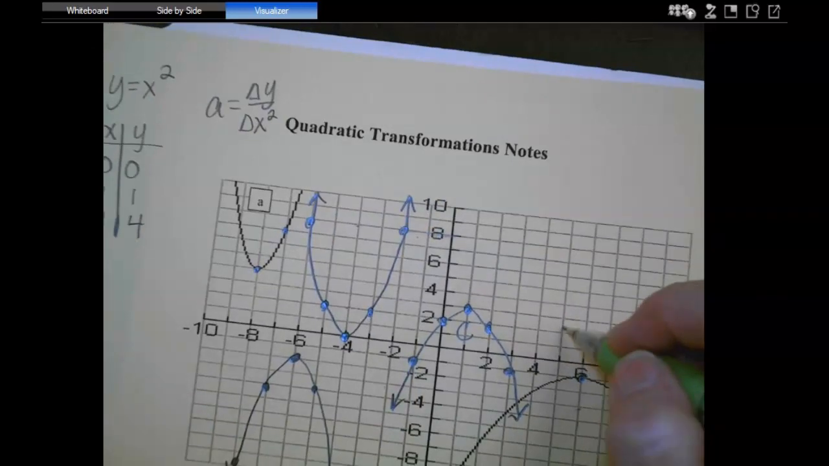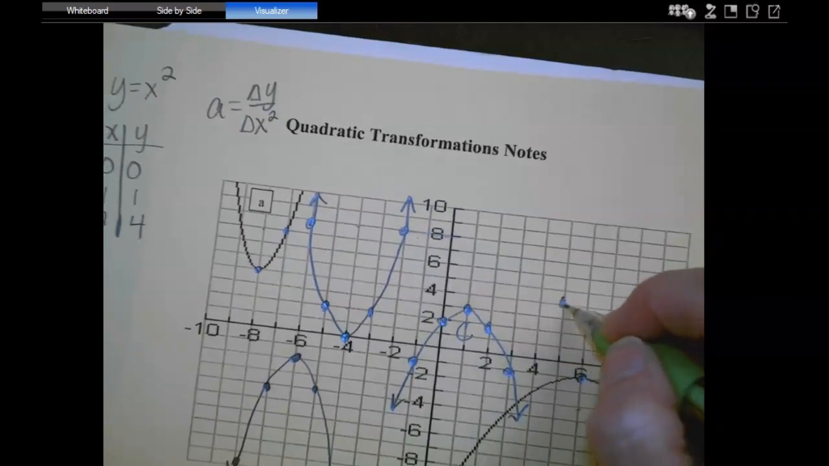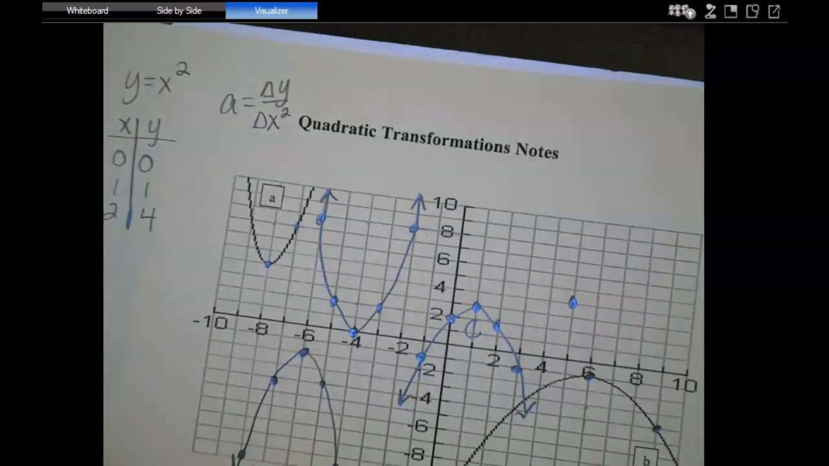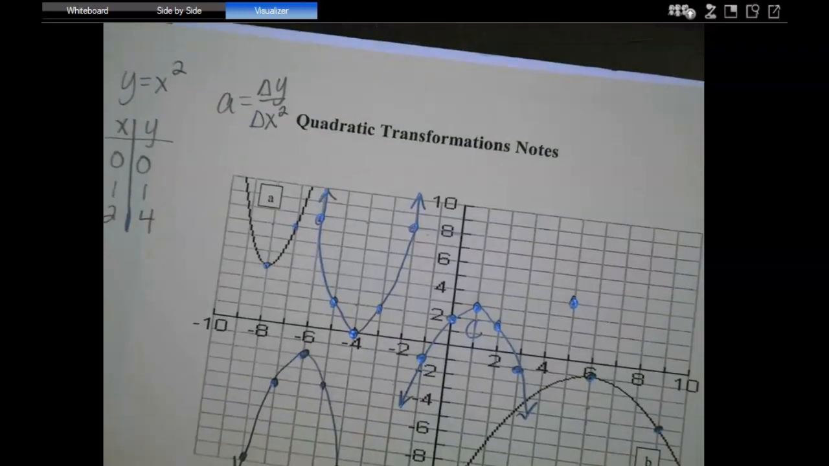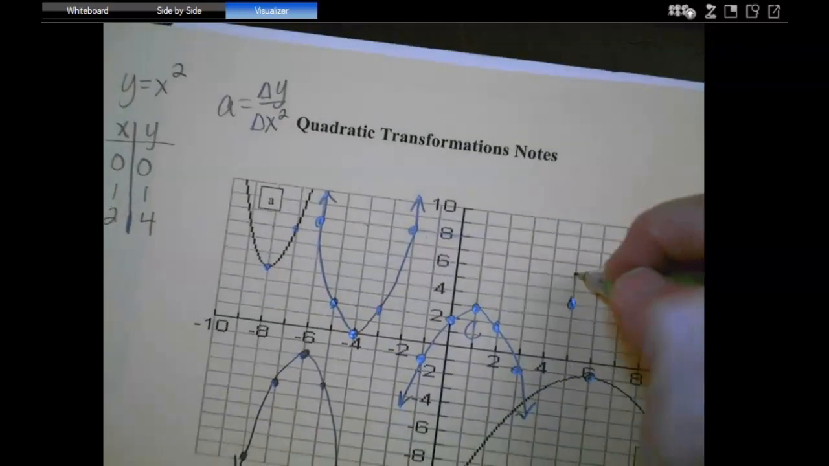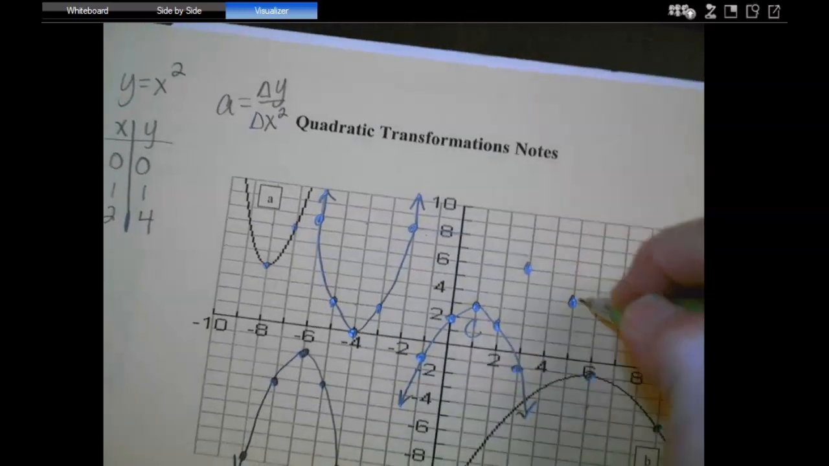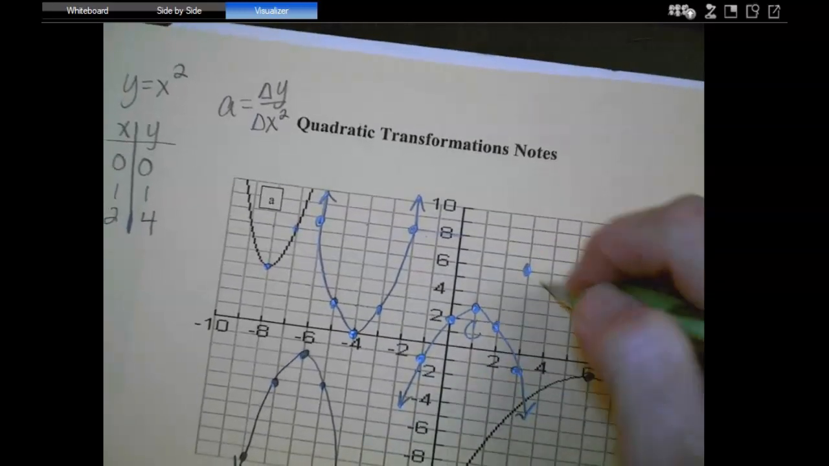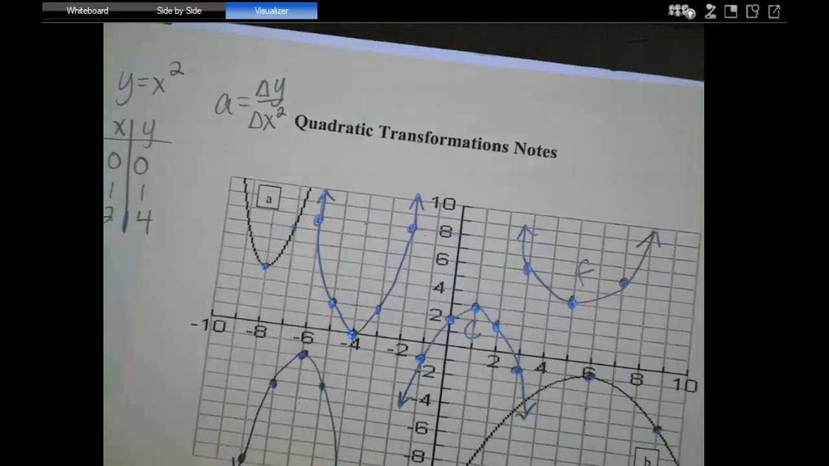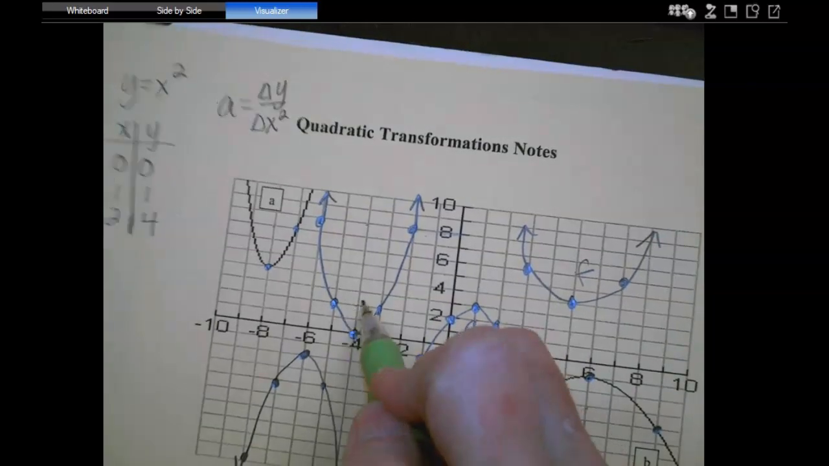So let's go ahead and get to 5, 4. 5, 1, 2, 3, 4. Am I going up or down on this one? Up, so we're going to do 2 points. I'm going to count up 2, over. And so this gives me F here. This one is G.